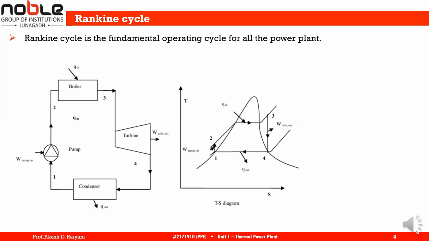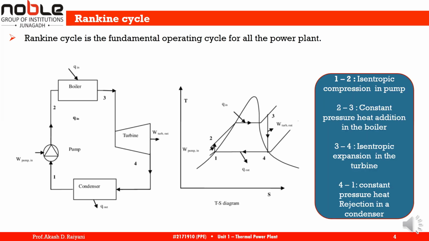Here you can see from the schematic diagram there are four basic elements, which are pump, boiler, turbine and condenser. Let us start with the first element, which is the pump. Generally, water is used as the working fluid in the Rankine cycle. In the pump, water is pumped into the boiler. It is represented on the TS diagram by the 1 to 2 process. It is an isentropic compression process. During this process, entropy remains constant.